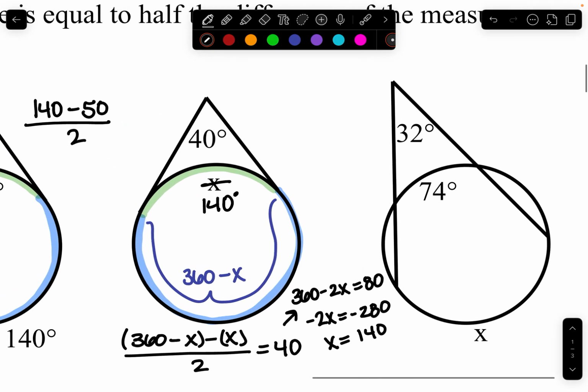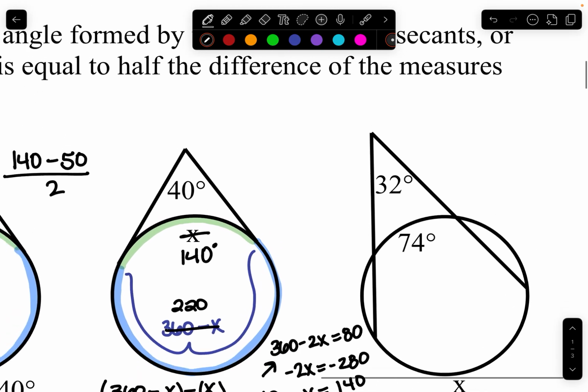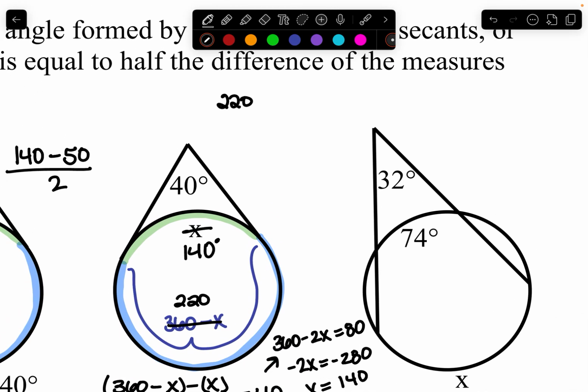Now I can double check and make sure that my math is right. I'm going to do 360 minus 140, which means that my blue arc is 220. So I've got 220 minus 140 divided by 2. It better get me 40. 220 minus 140 is 80. 80 divided by 2 is 40, so I know that I did that one right.